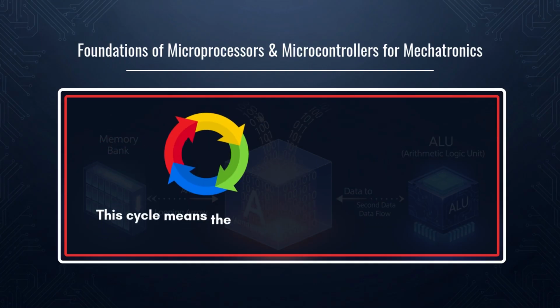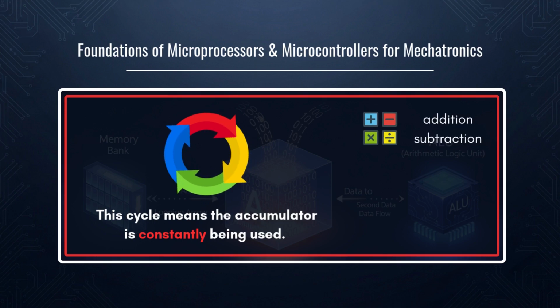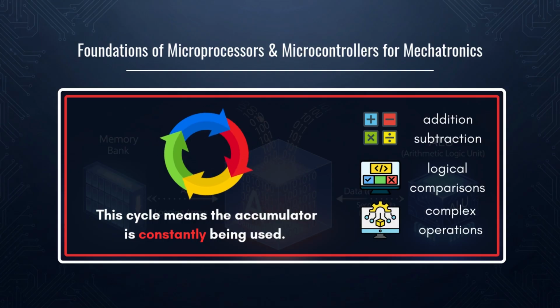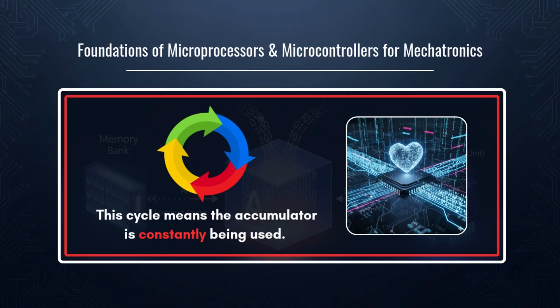This cycle means the accumulator is constantly being used, whether for addition, subtraction, logical comparisons, or even more complex operations. It's the heart of data processing inside the CPU, ensuring calculations happen quickly and results are ready for the next step.